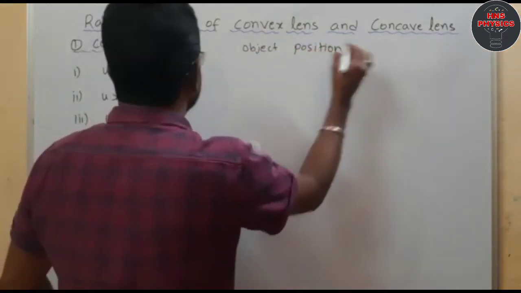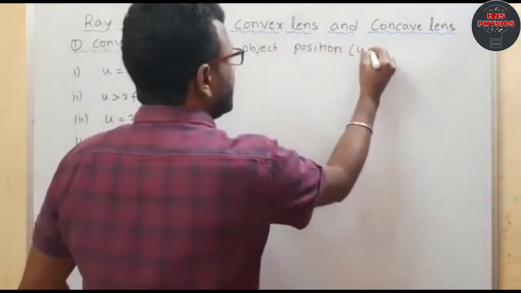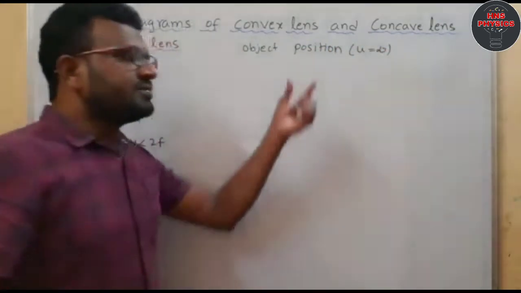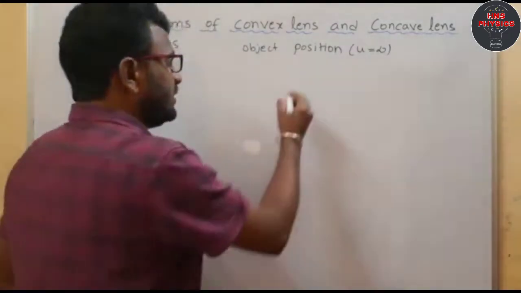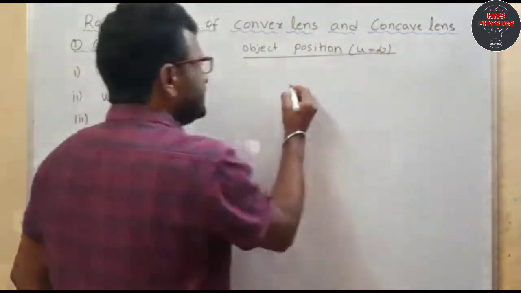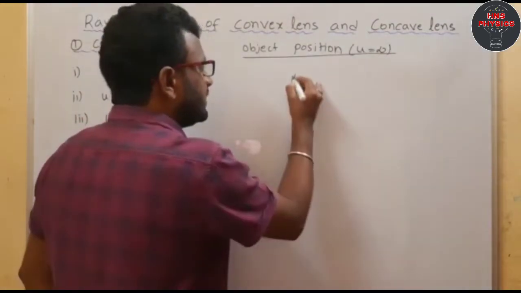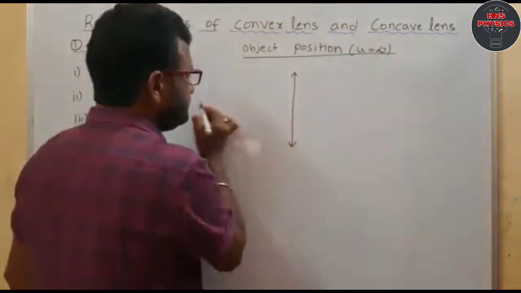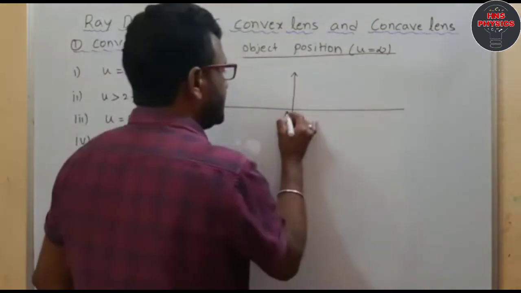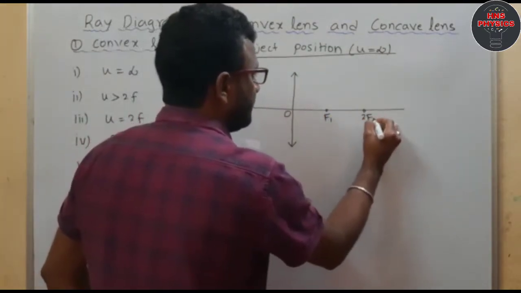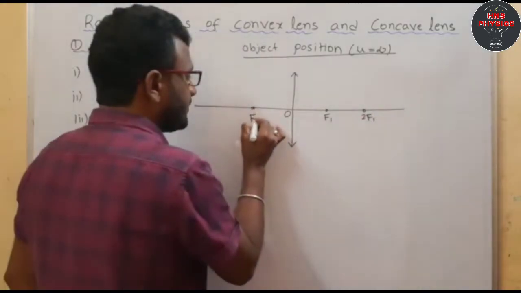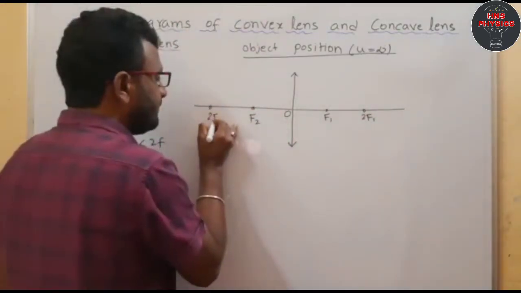Object position is first, u equal to infinity. That means that the object is placed at infinity distance from the lens. So I'm taking here a convex lens: optic center, f1 and 2f1, and f2 and 2f2.